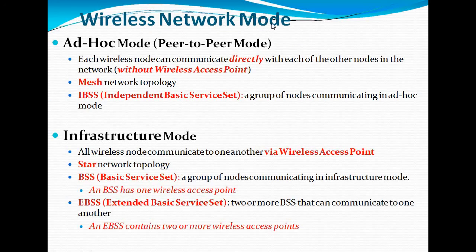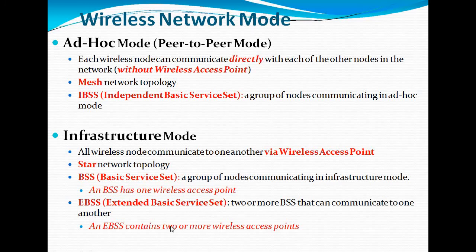So these are the modes of our wireless computer network. First is the ad hoc mode, that is peer to peer. In this, each wireless node can communicate directly with each of the other nodes in the network without a wireless access point. They follow the mesh topology and they include the IBSS, that is independent basic service set, which is a group of nodes that communicate in ad hoc mode. So in ad hoc mode, you can say it is a peer-to-peer network.